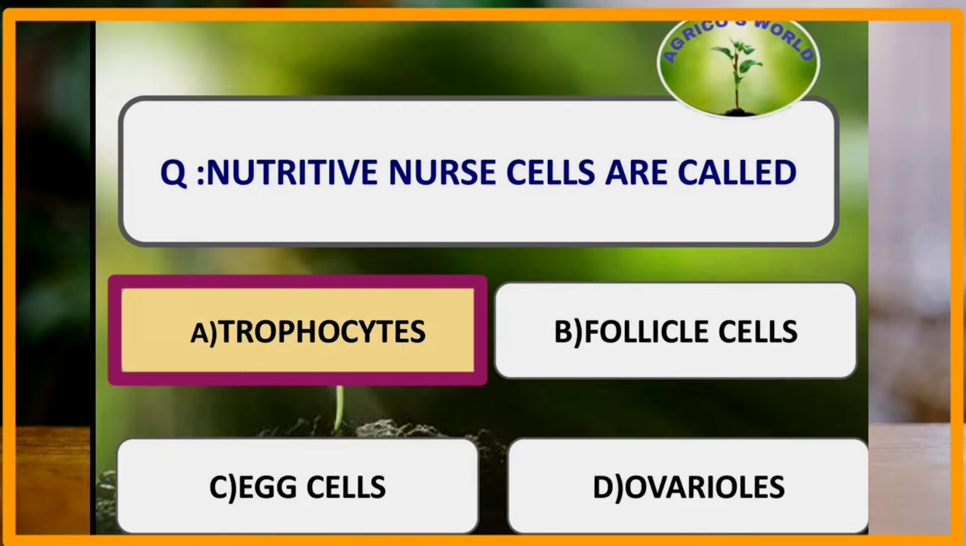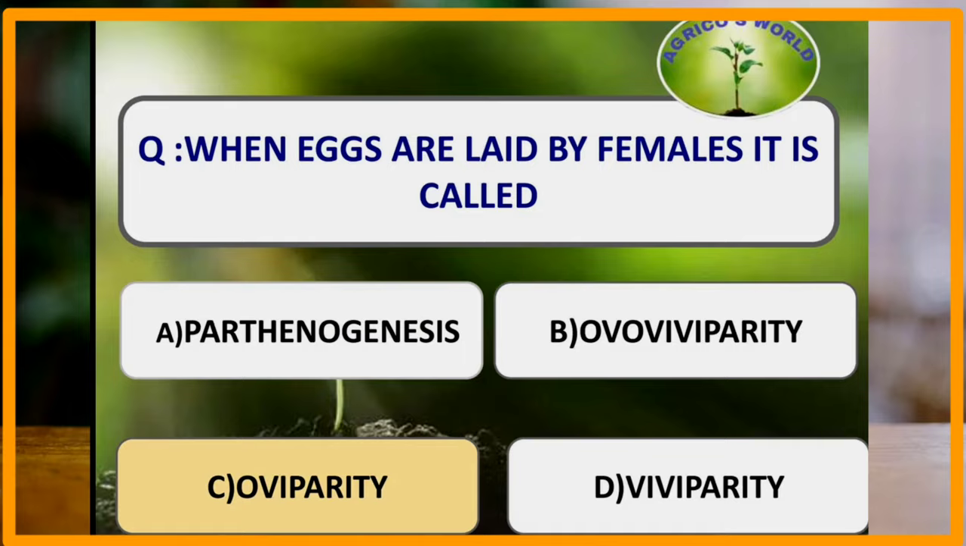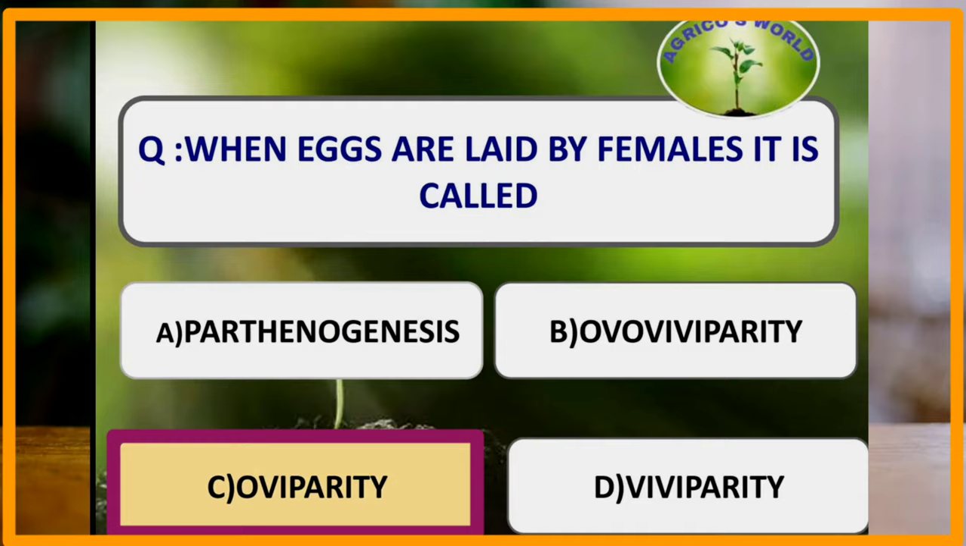When eggs are laid by females, it is known as oviparity. When the young ones are laid directly by the females, it is known as viviparity. Ovoviviparity means the eggs are retained in the genital tracts until the larva is ready to hatch. The production of young ones without fertilization is known as parthenogenesis.